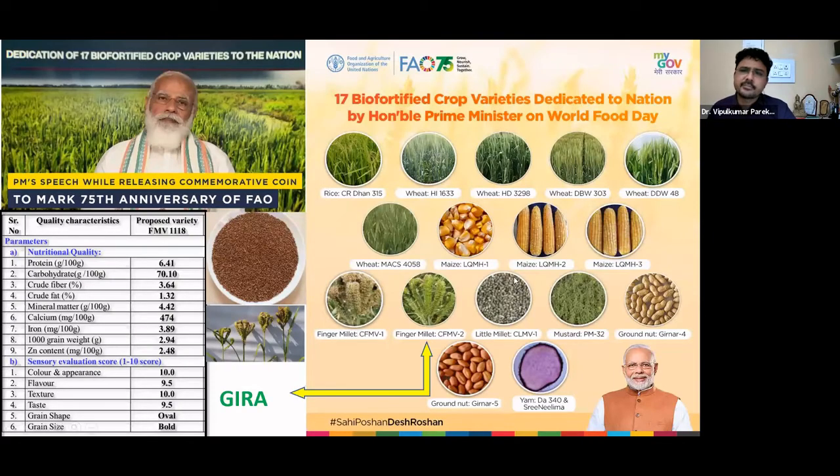So it is part of the conservation at our university, and I was also part of that screening. We have released the finger millet variety CFMV2, which is considered a biofortified variety. And you know about the 17 biofortified crop varieties released and given to India by our Honorable Prime Minister. This is one of them. And this is a result of conservation.